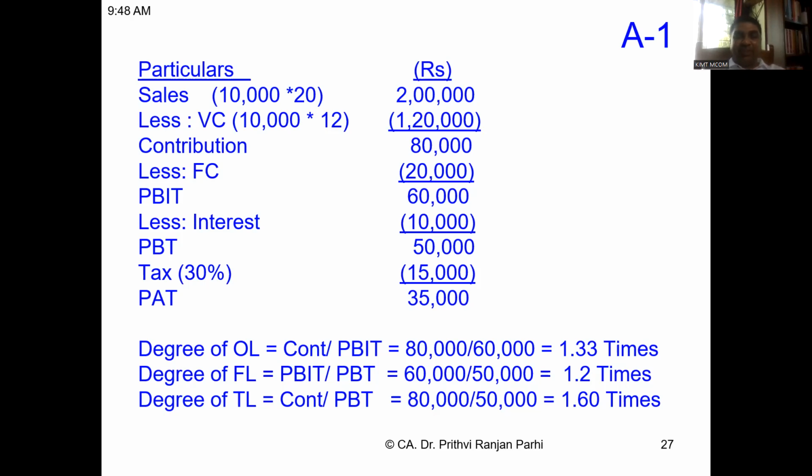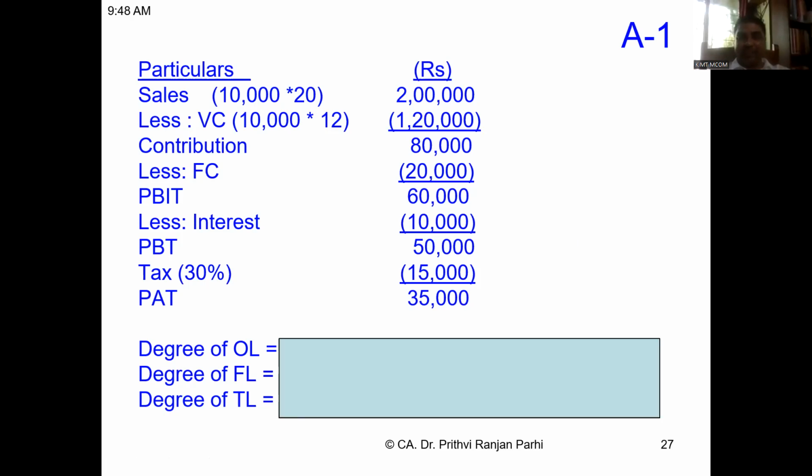So that means if contribution increases by 10%, PBIT will increase by how much? 10 into 1.33, that is 13.3%. So this is how leverage is to be computed, and this is how leverage has to be analyzed.